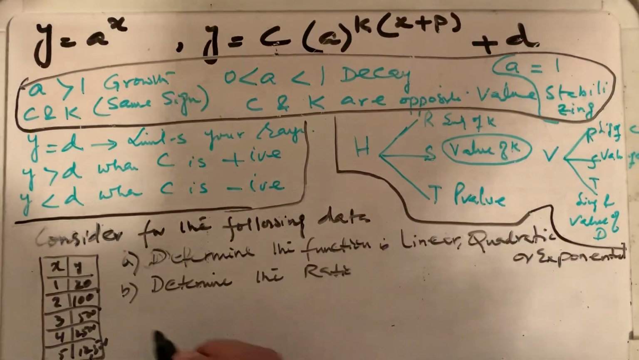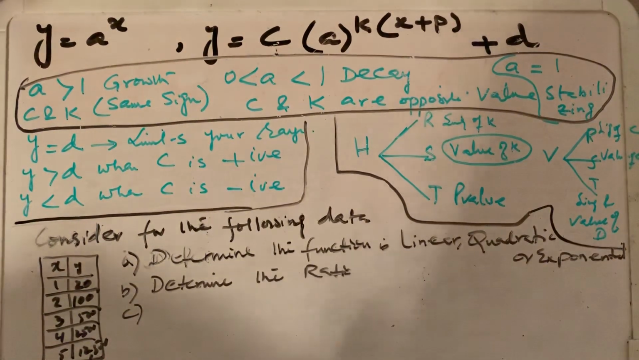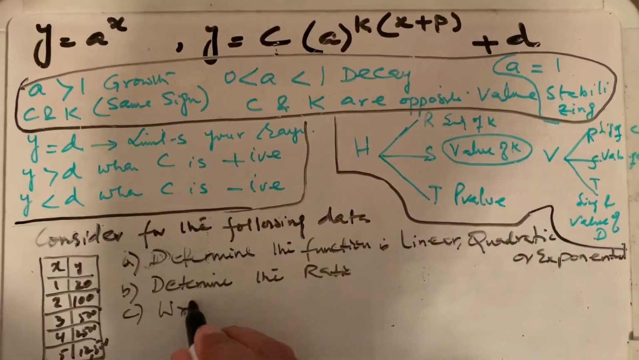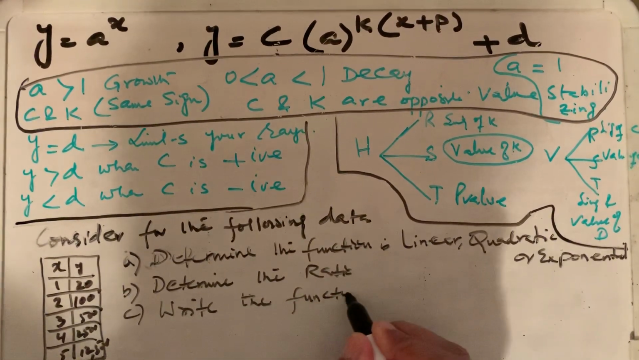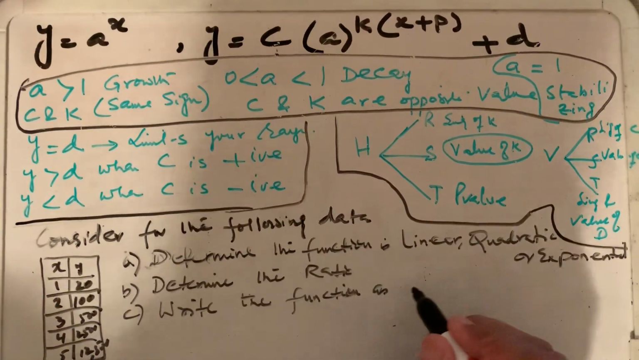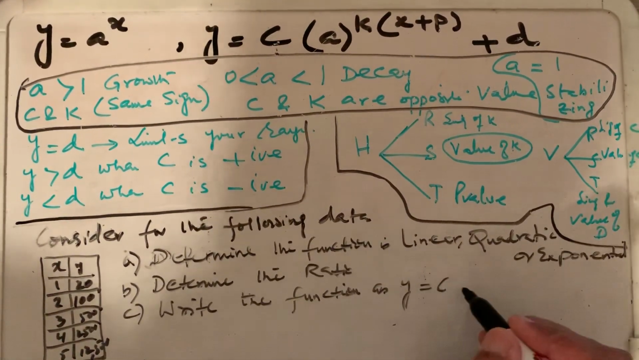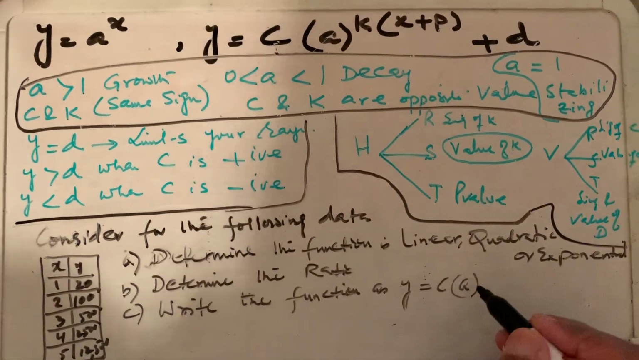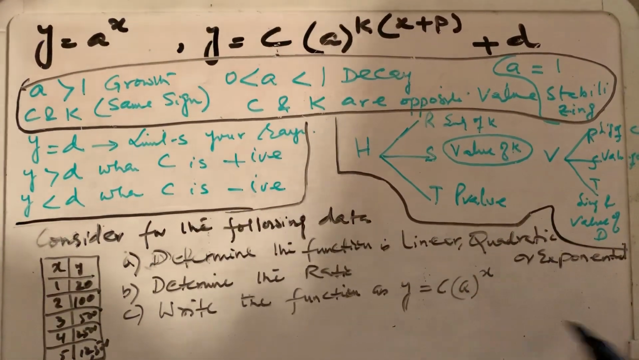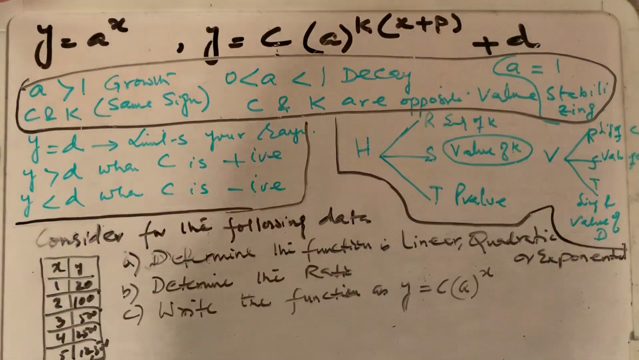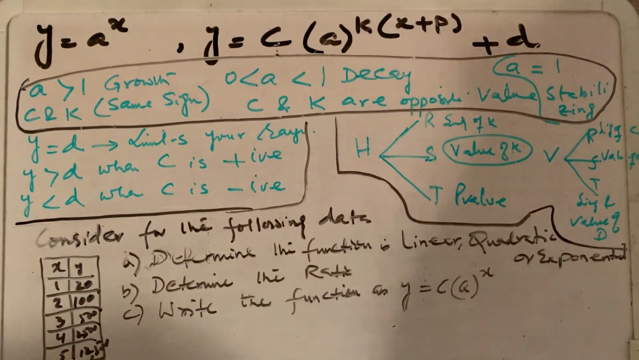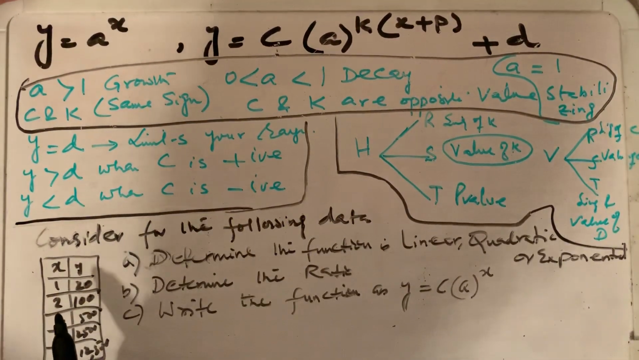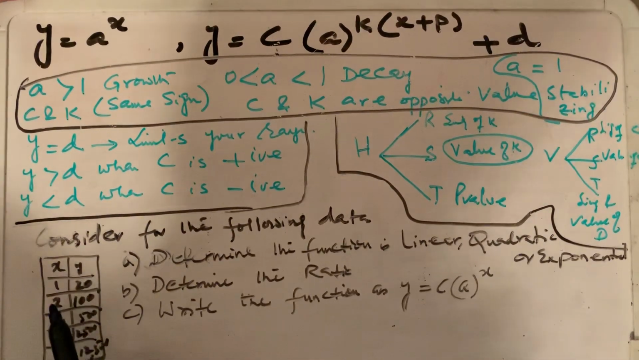And third is C part, write the function as y is equals to c times a to the power x. So we have to write this as this form. So now what we have to do, we have to see the table, and when we see the table, 1 is 20, 2 is 100.